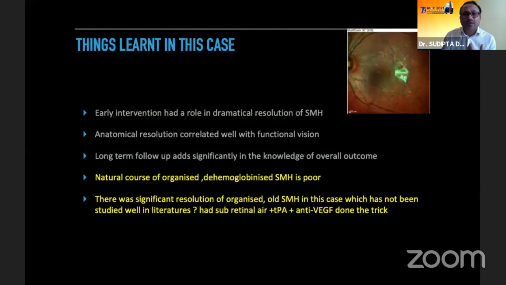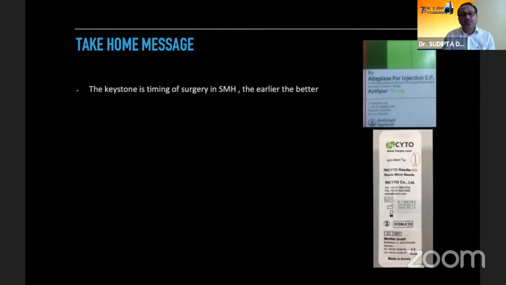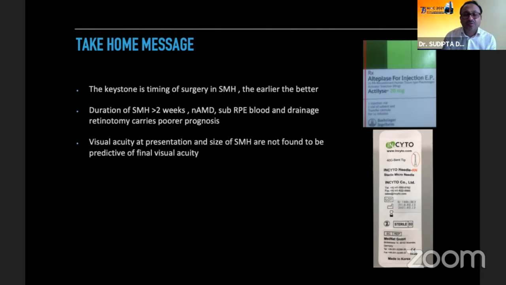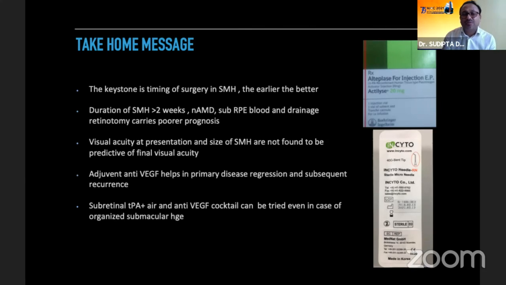So the take-home message: the keystone is timing of surgery in submacular hemorrhage. The earlier is better. Duration more than 2 weeks, AMD, sub-RPE hemorrhage, and retinotomy carry poorer prognosis. Visual acuity at presentation and size of submacular hemorrhage are not found to be predictive of final visual acuity in literature. Adjuvant anti-VEGF helps in primary disease regression and subsequent recurrence. And subretinal TPA, air, and anti-VEGF cocktail can be tried even in cases of organized submacular hemorrhage.